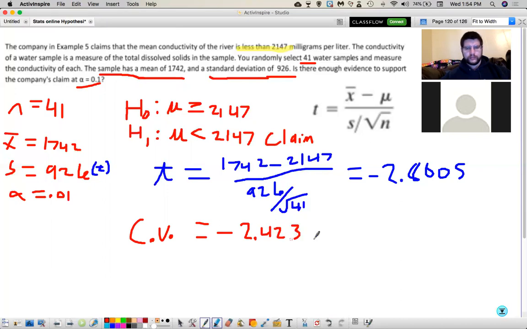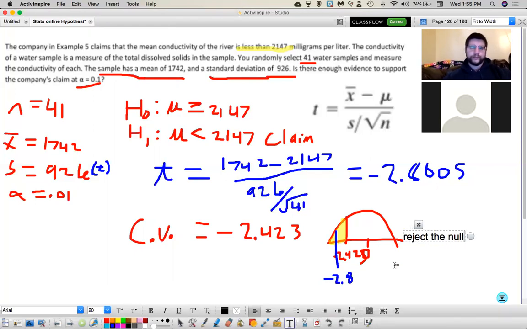Sketch what we got. Here's my critical value. Shade to the left. Sorry that they're all left tails. Now I'm going to plot my test statistic. Negative 2.8. Boom, it's inside of there. We're going to reject the null.